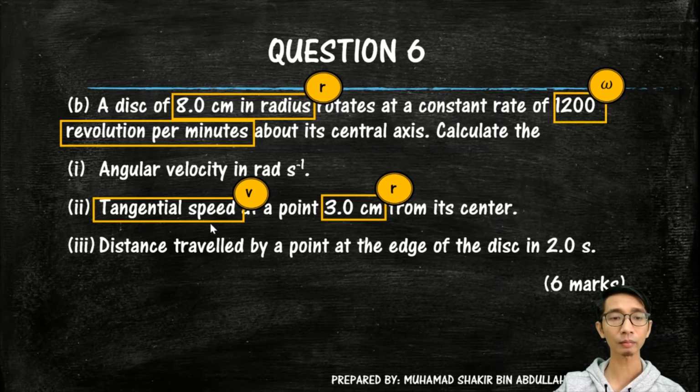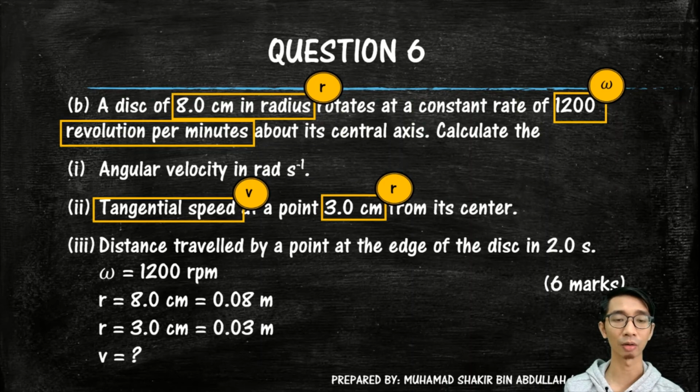So we need to find the tangential speed, which is the velocity that we already learned in chapter 2, chapter 6, circular motion, kinematics of linear motion. It is the same velocity, which we call tangential speed. Why speed, not velocity? Because we are focusing on the magnitude, not the direction. So we need to find the magnitude of the velocity, but when r equals 3.0 centimeters.